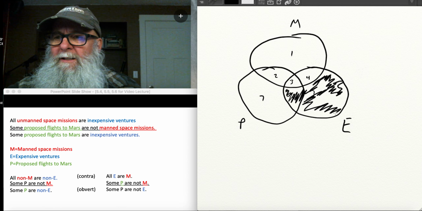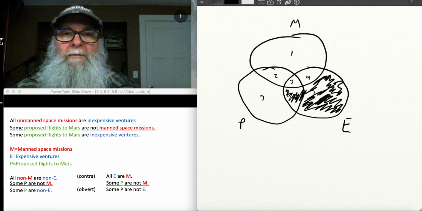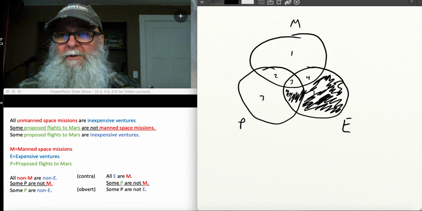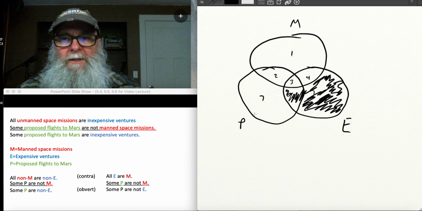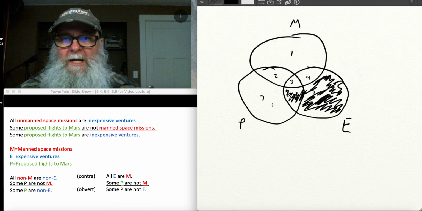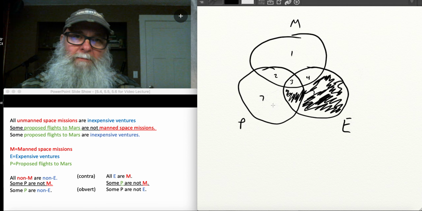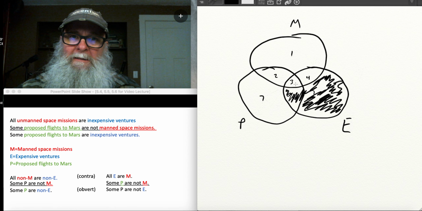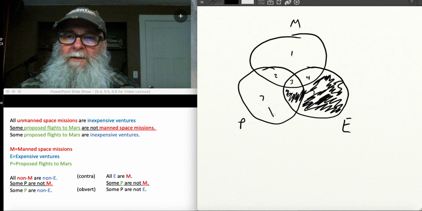Because if there were any E's there, those would be E's that weren't M, and then the statement all E are M wouldn't be true. But I want to show that the statement all E are M is true, so I have to shade in 6 and 7. And then I move on to the second premise, okay? And it's a some or not statement, which means I'm going to be putting an X somewhere. And in order to show that some P are not M's, there's only one place I could put it. If I put it in 2, that would be a P that is an M. And if I put it in 3, that would be a P that's an M. And I'm trying to show that some P are not M. So the only place there could be an X is right here.